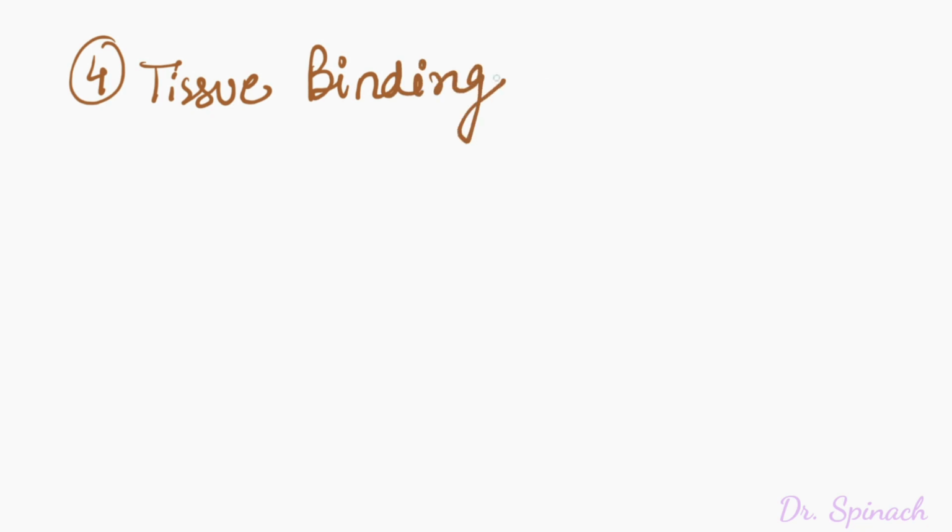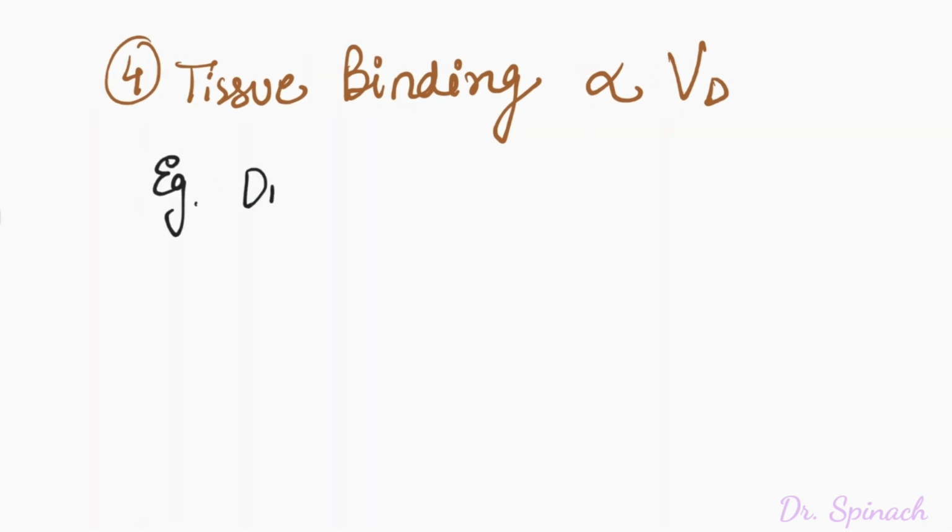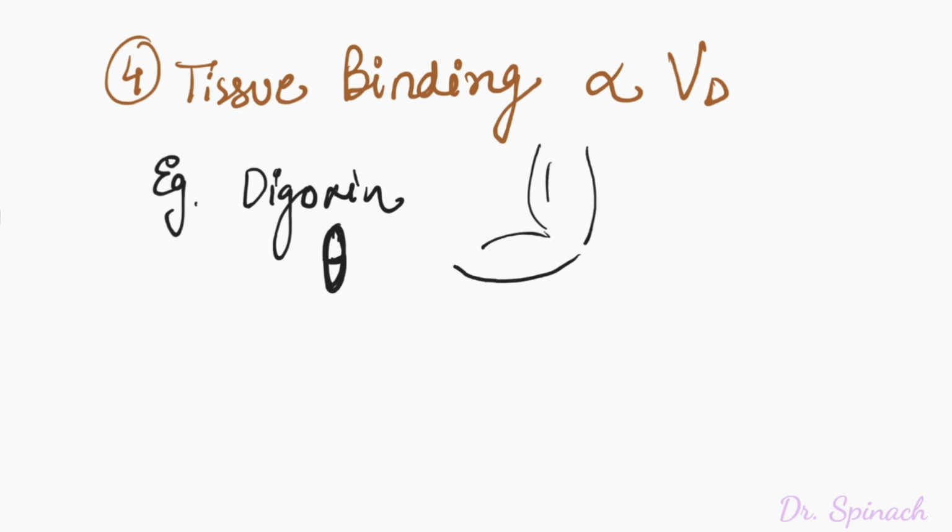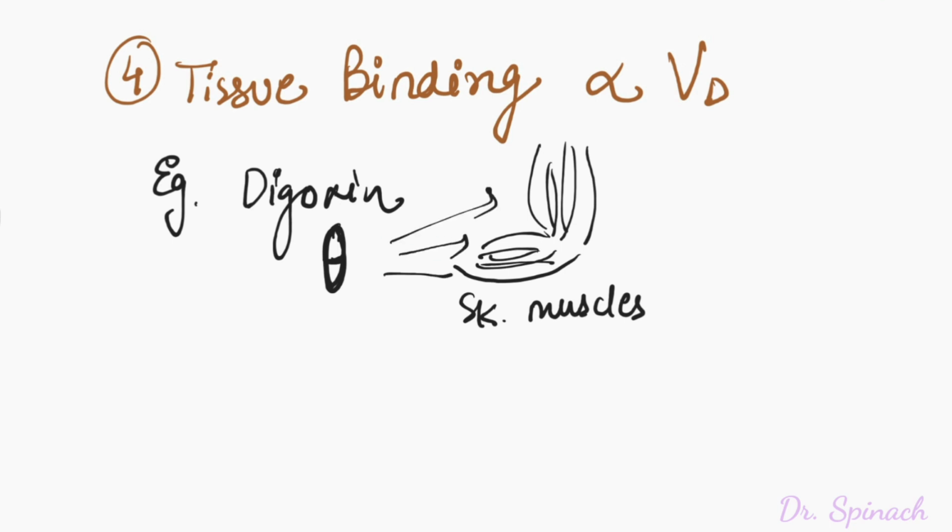The last parameter on which the volume of distribution depends is tissue binding. Tissue binding is directly proportional to volume of distribution. It depends upon presence of tissue-specific transporters. An example is digoxin. Digoxin has a very high affinity to skeletal muscles. So, the loading dose is calculated on the basis of lean body mass and not the whole body mass.